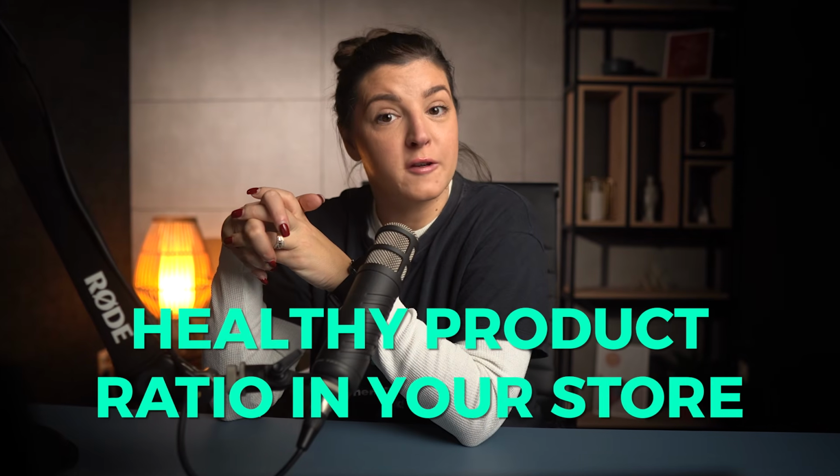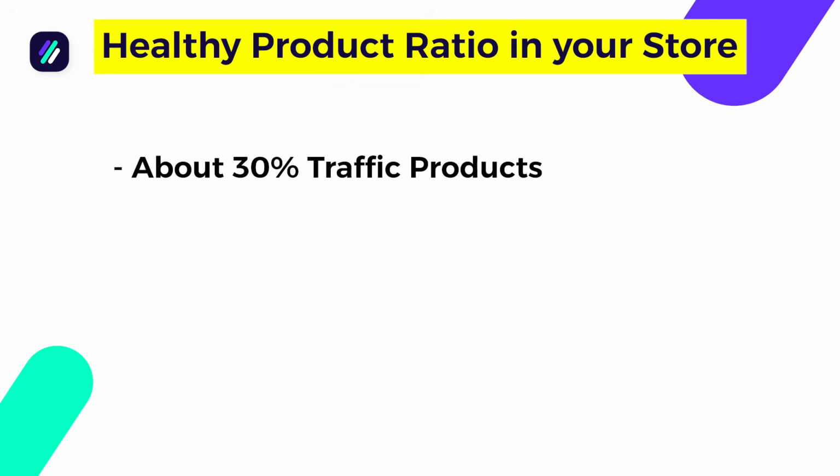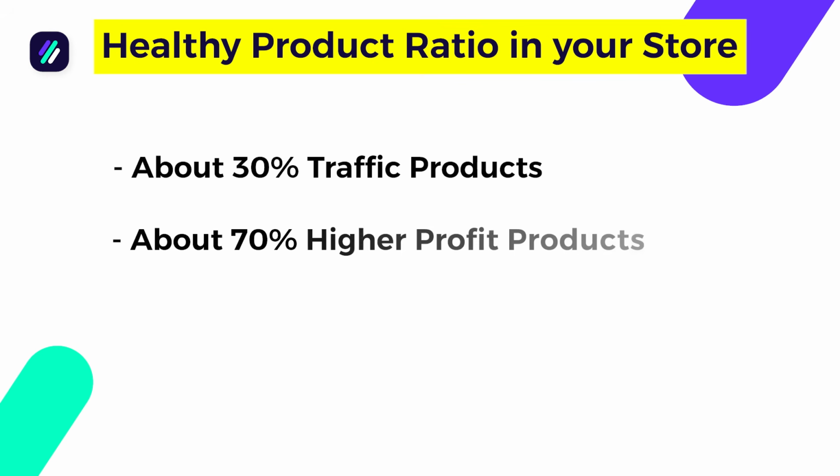Side note, even though they are awesome to get your store booming and on the right path, you have to keep in mind that you still need to be profitable. And for that, you need to keep a healthy product ratio in your store. So here's the key ratio I usually use. About 30% of your listings should be traffic products. The other 70% should be higher margin items that bring in higher profit margin.